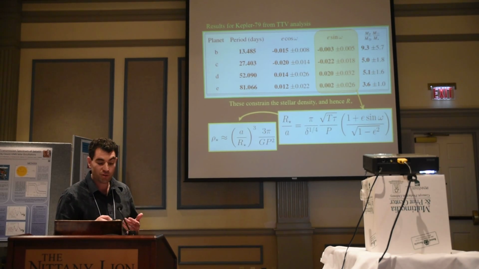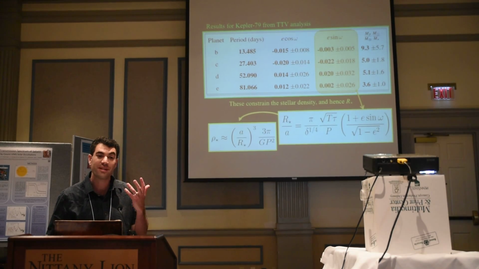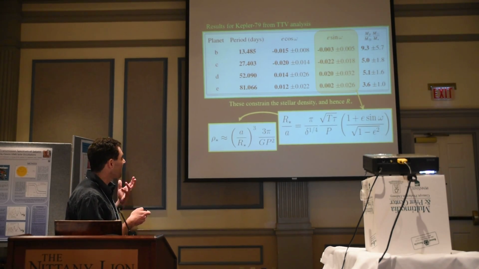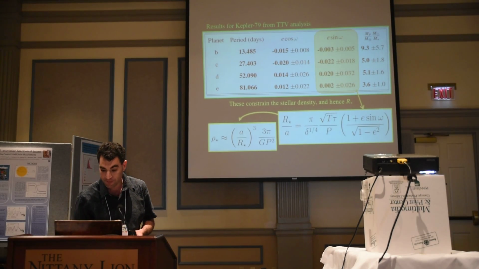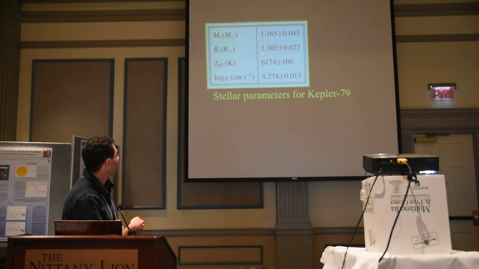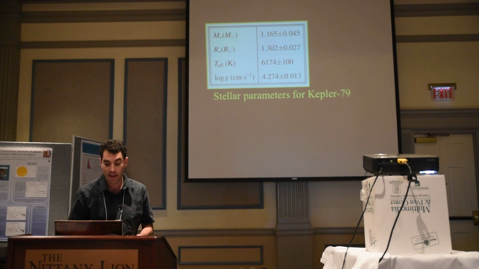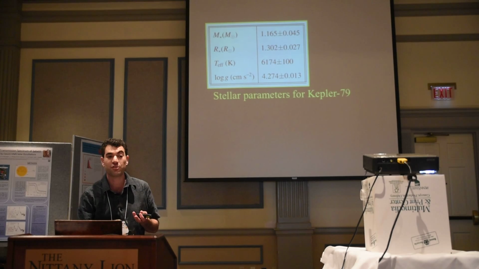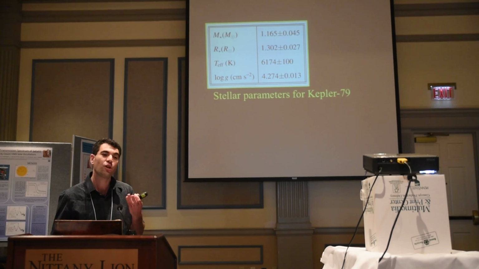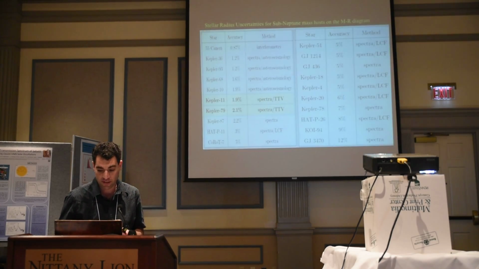So with our tight constraints on orbital eccentricity from our dynamical models, we can get better constraints on the stellar parameters. So we've constrained the stellar parameters for Kepler 79. It's slightly more massive and larger and hotter than the Sun. I'd like to impress upon you the uncertainties that we have on the stellar radius. That's just 2%, which compares very favorably with other hosts of low-mass exoplanets on the mass radius diagram.